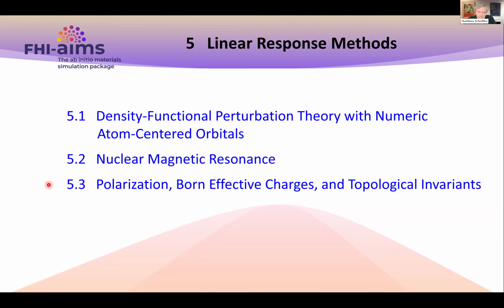And contribution 5.3, called polarization, Born effective charges, and topological invariance, largely deals with the Berry connection, with the Berry curvature, and the Berry phase. These are key properties describing the reciprocal space topology. They provide a profound link between the phase of a quantum wave function and macroscopic observables, as well as materials properties. Most prominently, these quantities are central to our understanding of topological materials, and they provide a route to classify phases in terms of topology. For instance, all the aforementioned quantities enter the definition of the topological invariant, which is called Z2.